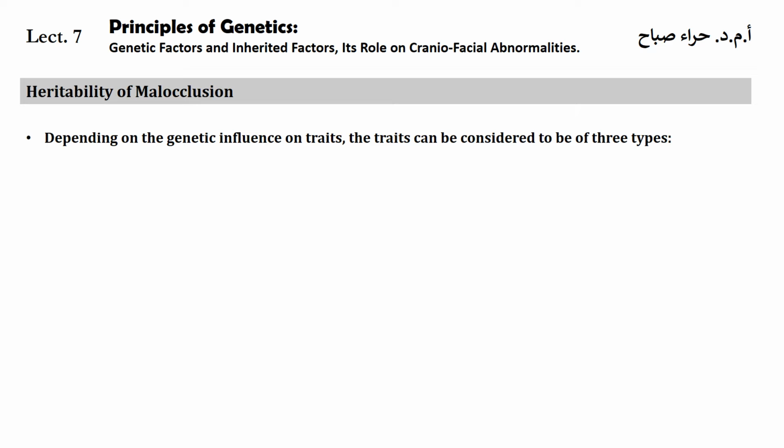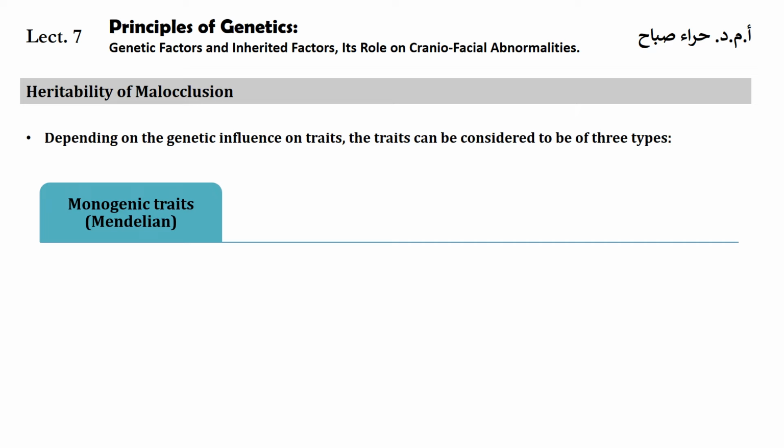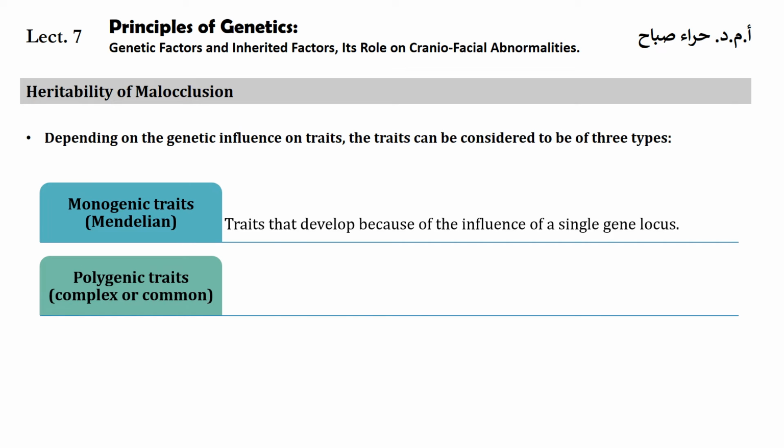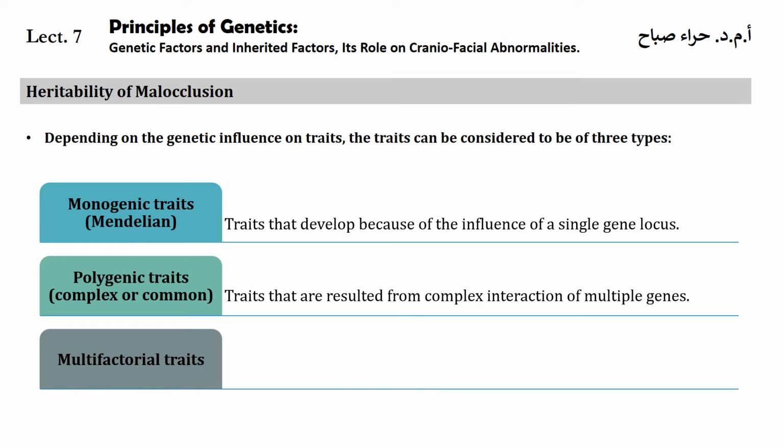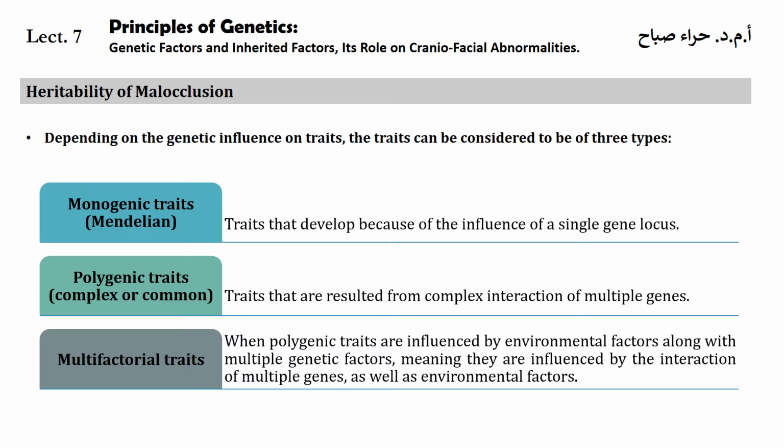Depending on the genetic influence on traits, the traits can be considered to be one of three types. Either monogenic traits, which is the Mendelian type, where the trait develops because of the influence of a single gene locus. Polygenic traits, complex or common, the traits that result from complex interaction of multiple genes. Or multifactorial traits, when polygenic traits are influenced by environmental factors along with the multiple genetic factors, meaning they are influenced by interaction of multiple genes as well as environmental factors.